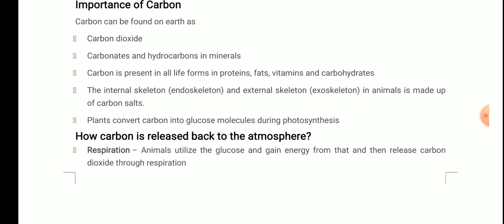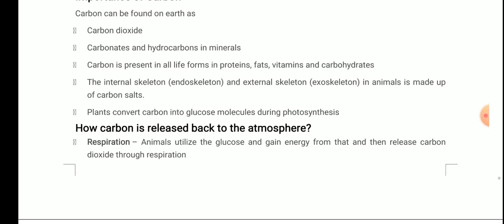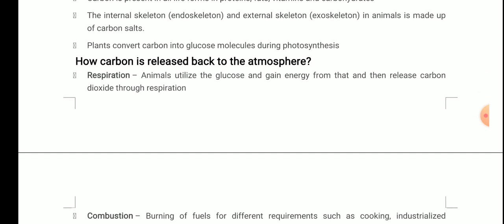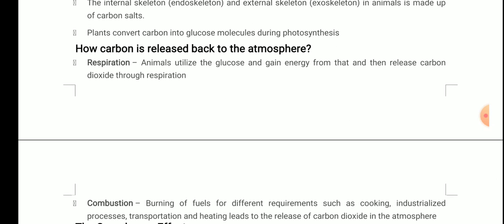Next is how carbon is released back to the atmosphere. There are basically two processes with the help of which the carbon is released back to the atmosphere. These are respiration and combustion. First, respiration. Animals utilize the glucose and get energy from that, and then release carbon dioxide through respiration.